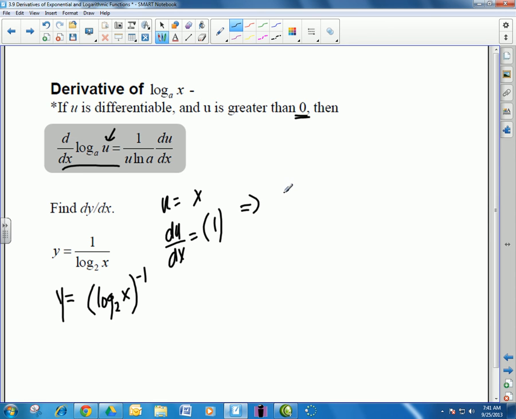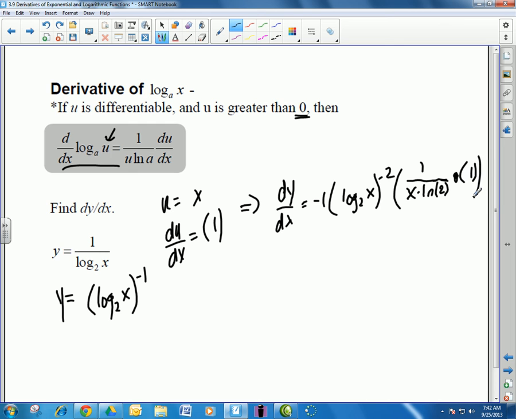So the derivative of our log function, looking down here, you have to do the chain rule first. So it's going to be negative 1 times the inside. Subtract 1 from your exponent. Then times the derivative of the inside. So this is where you use the log rule. So it's going to be 1 over our u, which is x, times the natural log of a, which in this case a was 2. All that times the derivative of u, which was 1.